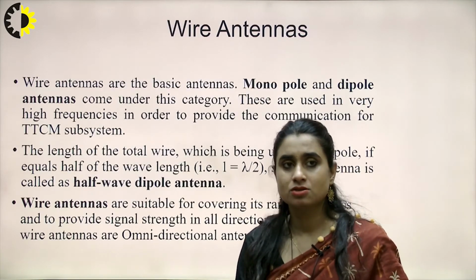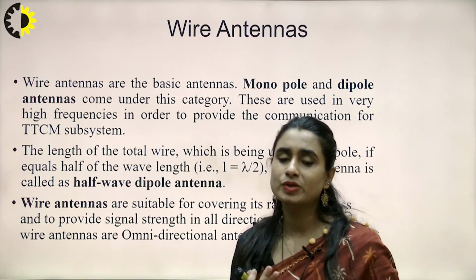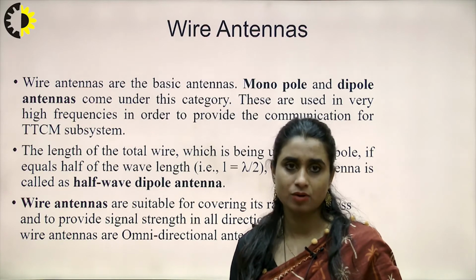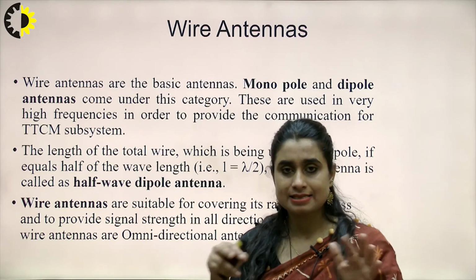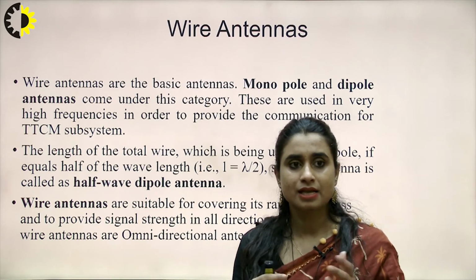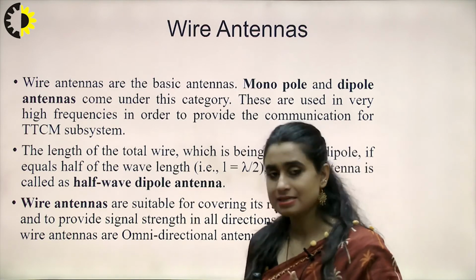So let's talk about the very common wire antenna. These are basic antennas, monopoles and dipoles. We all must have studied these antennas, right? So the length is lambda by 2. This is the dipole antenna, the half wave dipole antenna, where the length is lambda by 2.